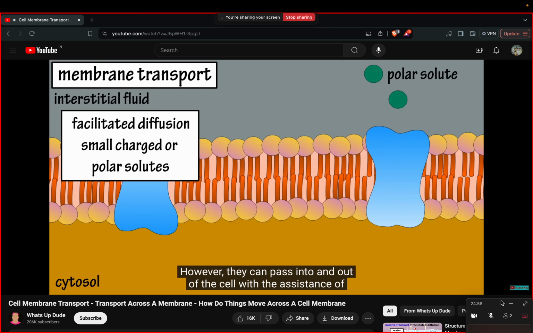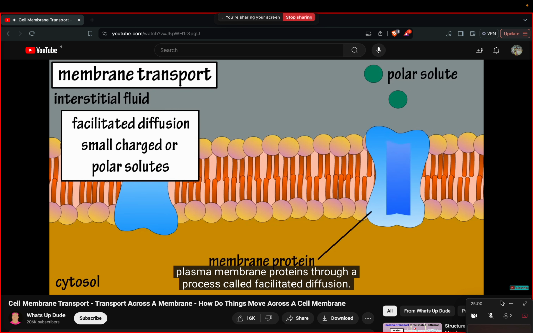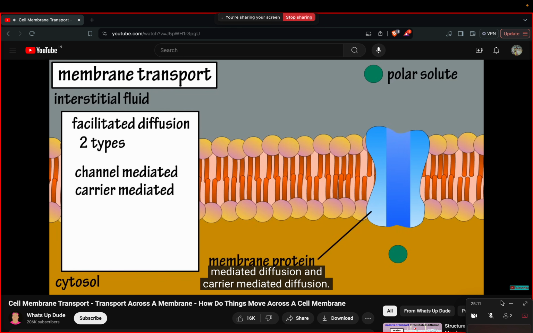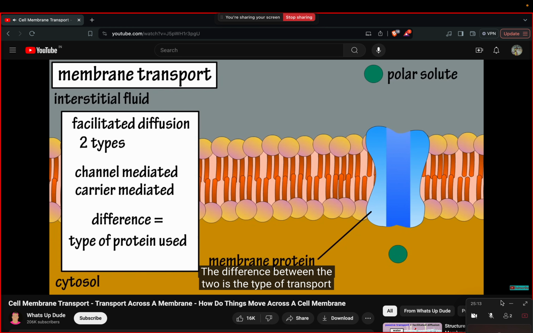However, they can pass into and out of the cell with the assistance of plasma membrane proteins through a process called facilitated diffusion. There are two types of facilitated diffusion: channel-mediated diffusion and carrier-mediated diffusion. The difference between the two is the type of transport protein used to move the substance across the membrane.